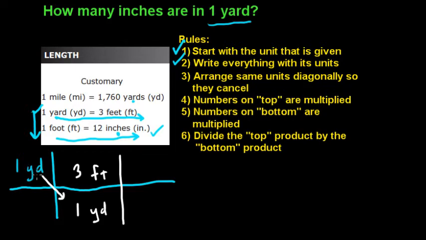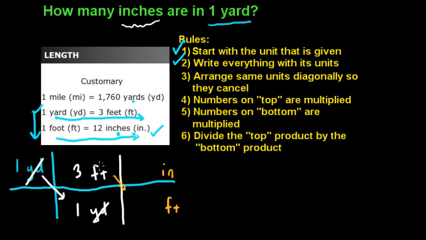When it says so they cancel, if you have a unit up top and a unit on bottom, they can cancel each other out. We don't have to worry about them anymore. So we can cancel yards, and we're dealing with feet now. But we're not done, because the question told us we need to get to inches. So we keep going. We write feet diagonally, look up at the chart, and going from feet to inches, I write inches right here.